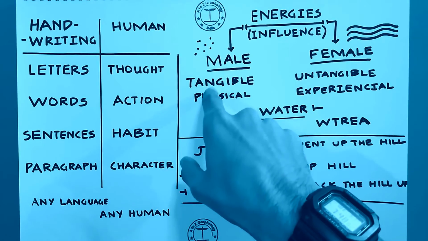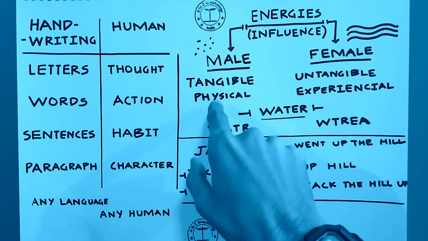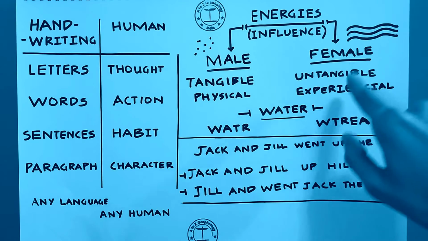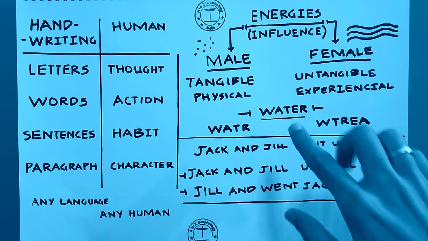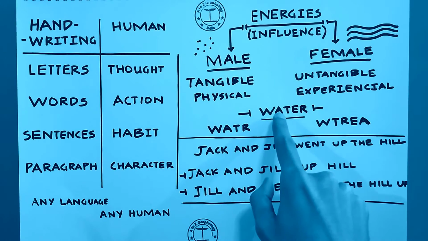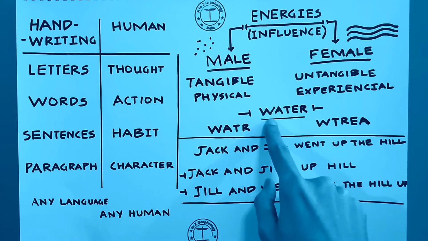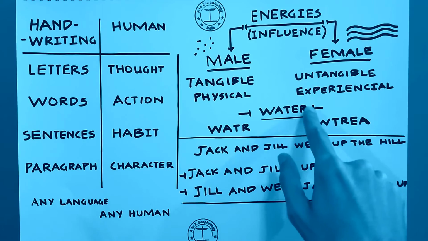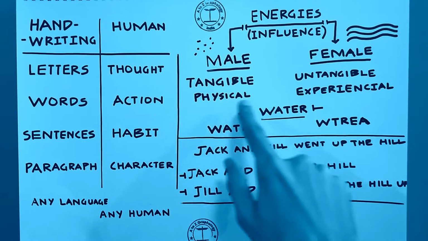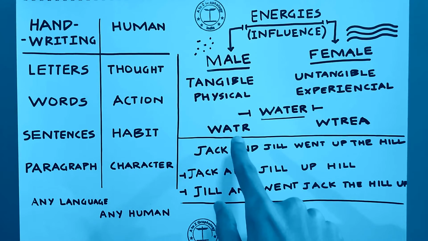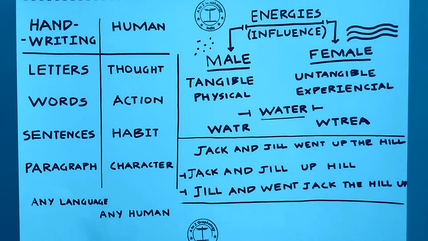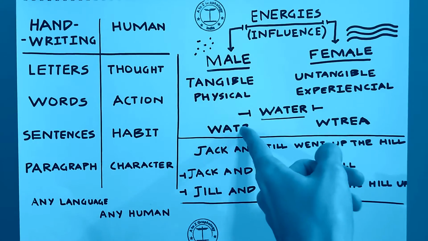Male energies are tangible and physical in nature. Female energies are intangible and experiential. Now let's get an example so that we can understand these two concepts better. The correct spelling for the word water is W-A-T-E-R. If I have a spelling mistake like this, it means that the letter E has been forgotten, or I have not put the letter E here.